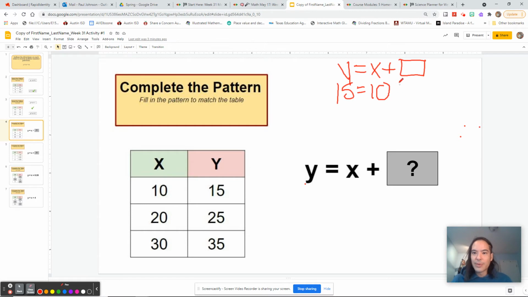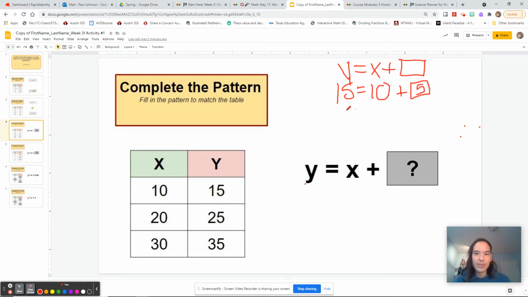Nope. Okay, so 10 plus box. Sorry, I'm having to use my mouse again. Okay, 15 equals 10 plus box. What goes in the box to make this true? 10 plus what equals 15? If you said 5, you are correct. So that would make this true.